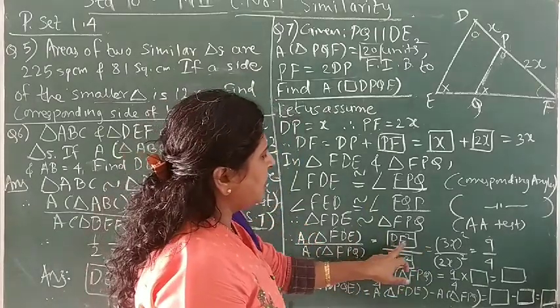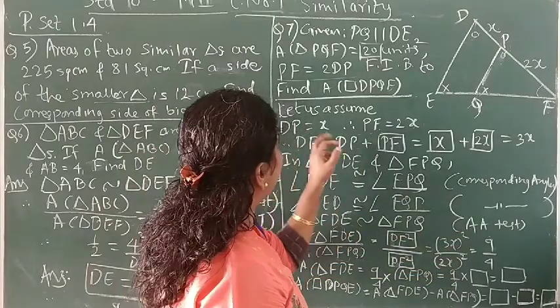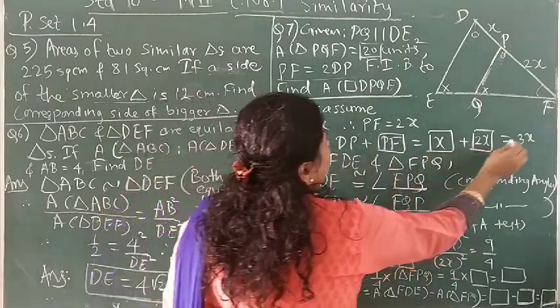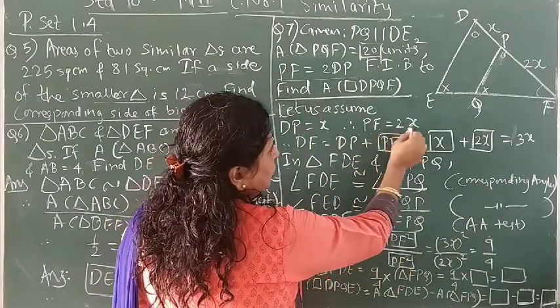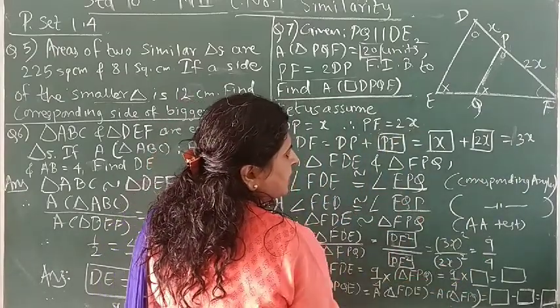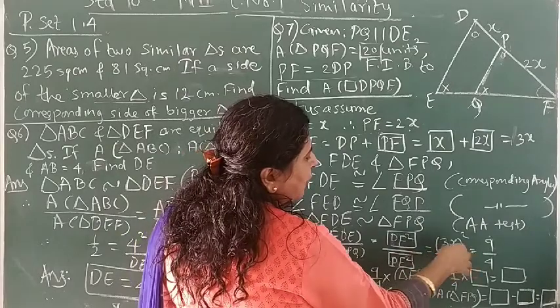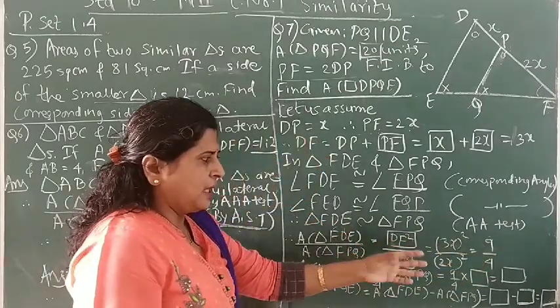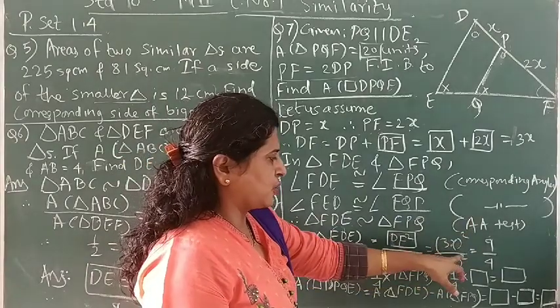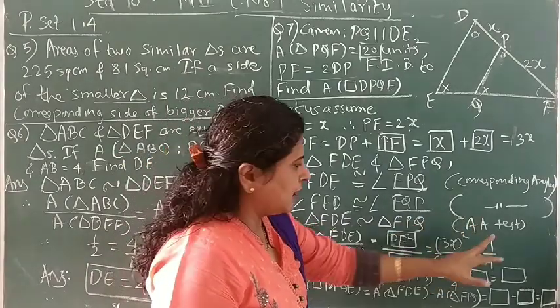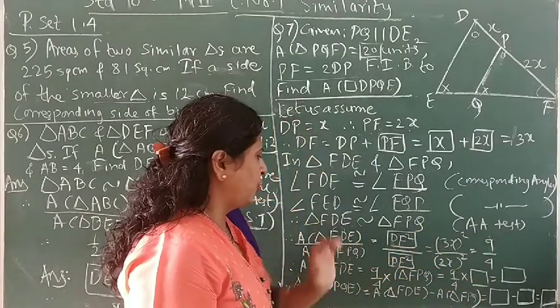Now it is already done. DF square is what? 3x the whole square, because DF we have found is 3x here. And PF we have got as 2x, the whole square. Now it is going to be 9 upon 4, directly given. But if you simplify, it is going to be 9x square upon 4x square. X square has cancelled, and that's why it is given 9 upon 4 to us.